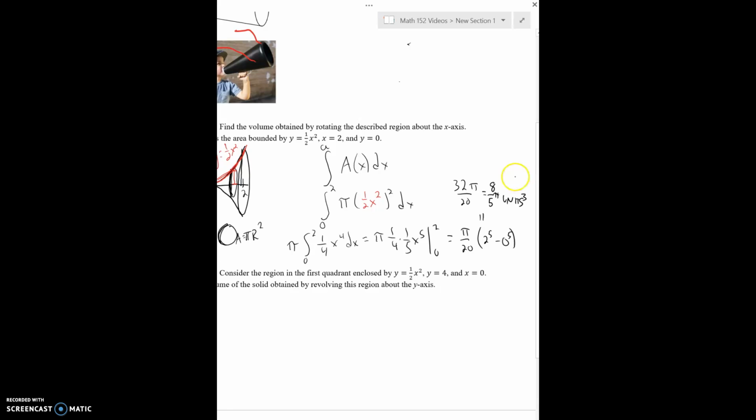Cubed. Wow, my little pen is not matching where I'm putting it, so I apologize for that awful writing right there. Wow, that was me trying to make that I better.